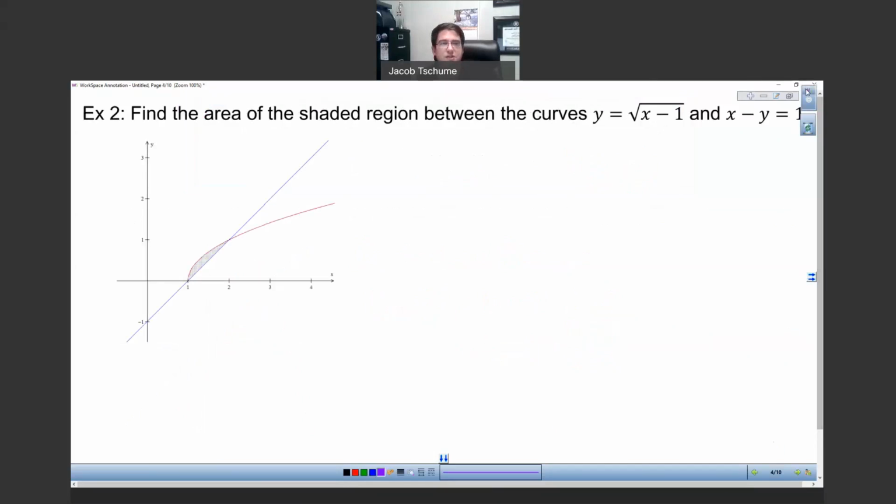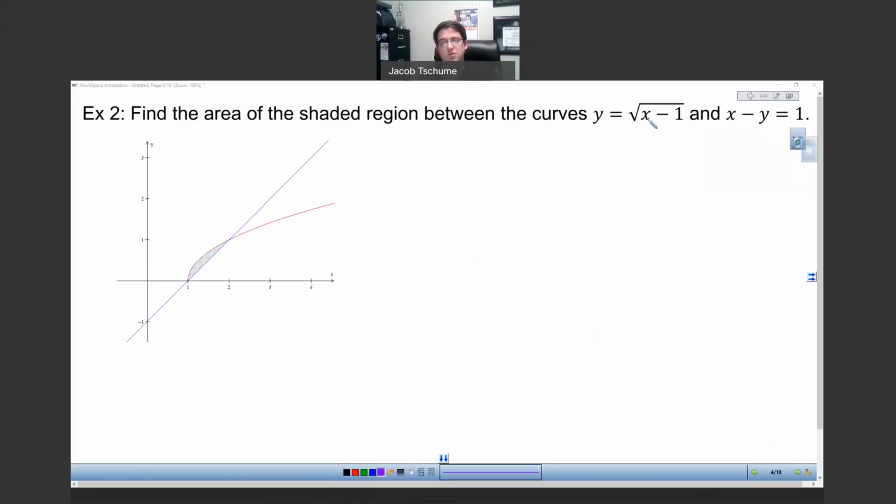One of the challenges that we will run into in this section is what happens if you have a choice. So for example, what if you want to find the area of the shaded region between the curves y equals the square root of x minus 1 and x minus y equals 1? Now, as this sits, I can see that one of my curves is already written as y equals something, and the other one is not.